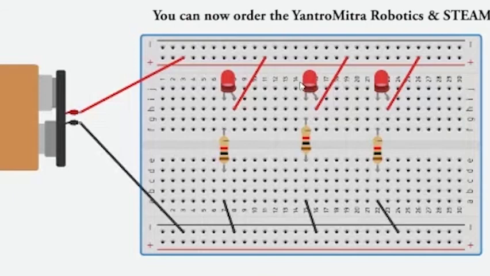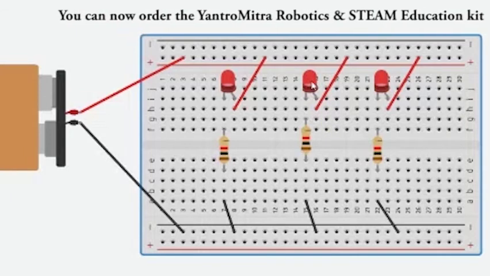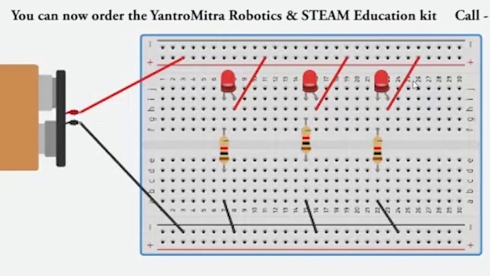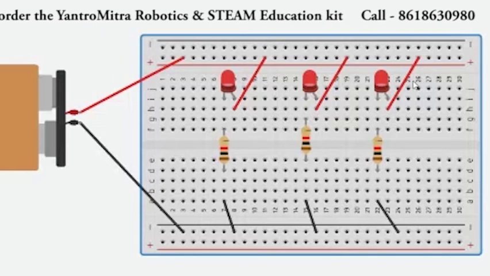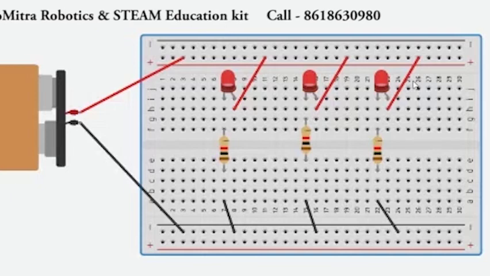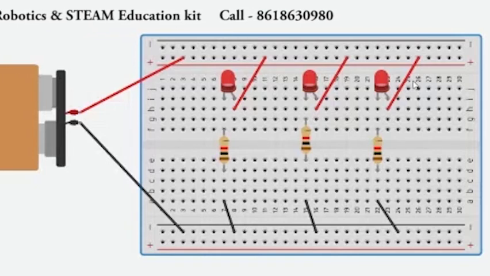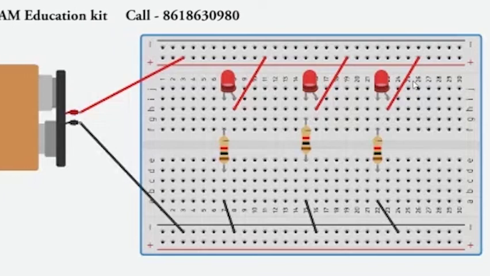In this connection, if I try to take out this particular LED, then the other LEDs will keep on glowing. But in a series connection, if I take out one of the LEDs, or if one of the LEDs is burnt out, the other 2 LEDs also don't work, because the circuit is an open circuit over there. It is not allowing the current to pass on. So this is the major difference between a parallel and a series connection.